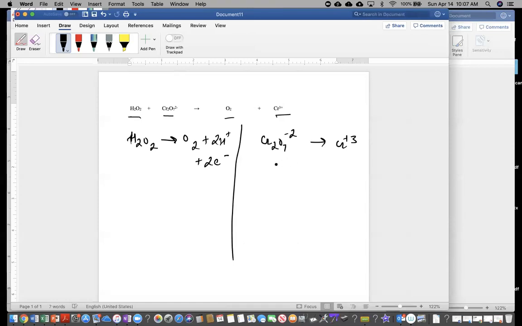So you tell me, what should we balance first? Before balancing oxygen, you've got to balance something else. Non-hydrogen atoms. So the first rule, after you divide this into 2 halves, is that you're going to balance the non-hydrogen, non-oxygen atoms.